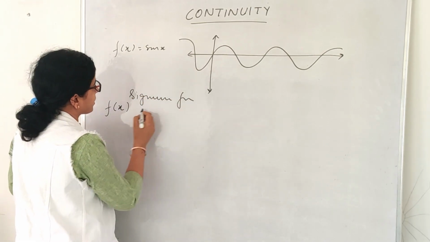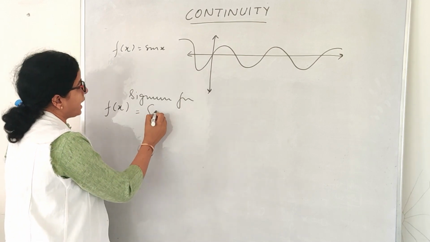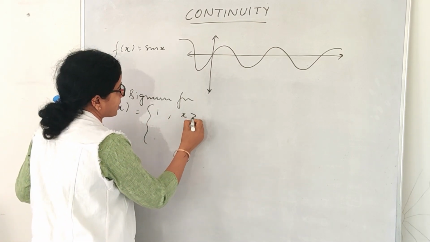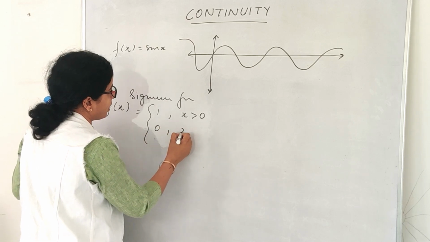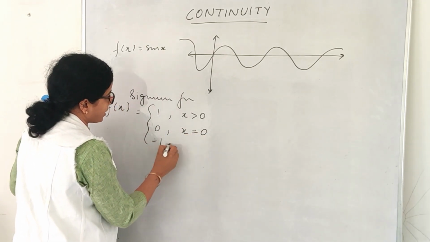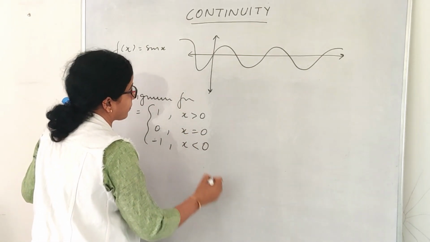I am talking about the signum function. How do we define the signum function? It is 1 whenever x is greater than 0, 0 when x is equal to 0, and minus 1 when x is less than 0, right?